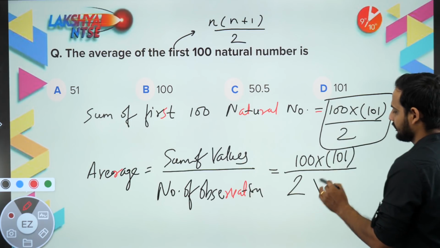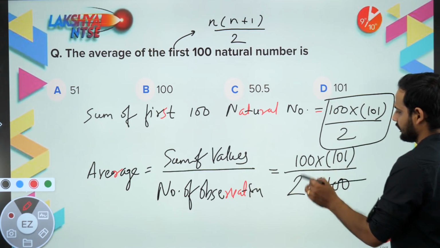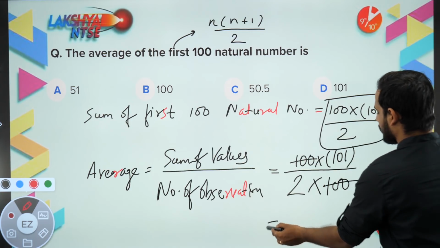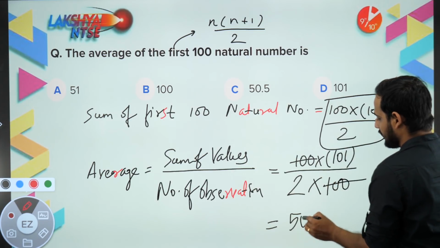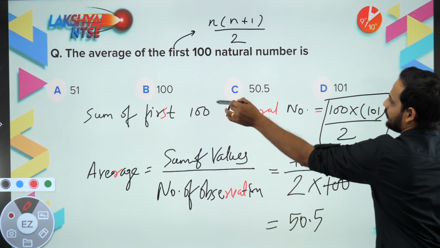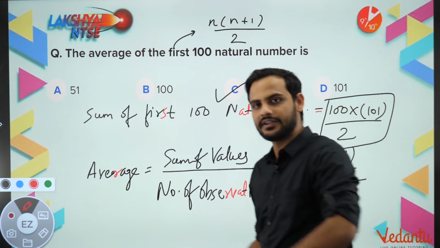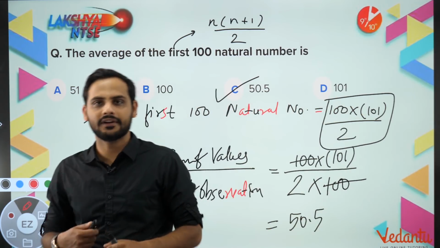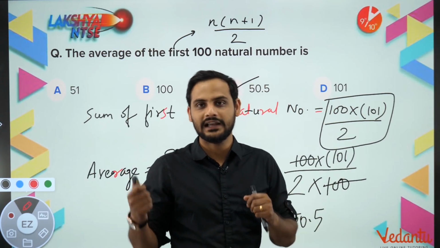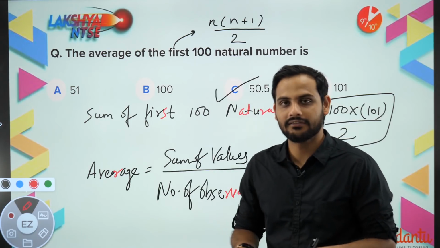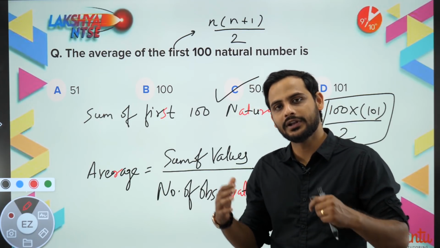And what is the number of observations? Total 100 observations. Right? So this and this got cancelled. Then you got 101 by 2, which is nothing but 50.5. So the average is 50.5. This is how you find the average of the first 100 natural numbers.